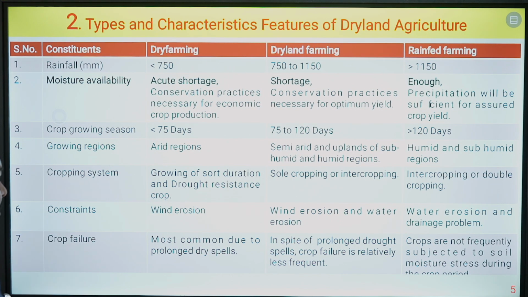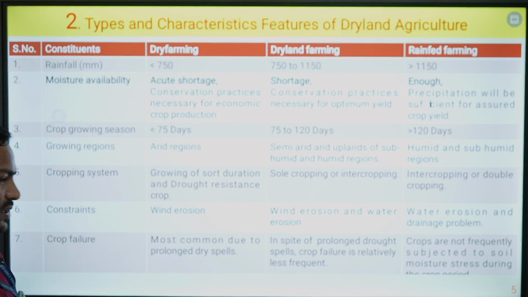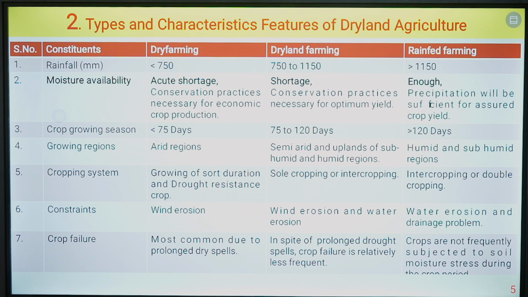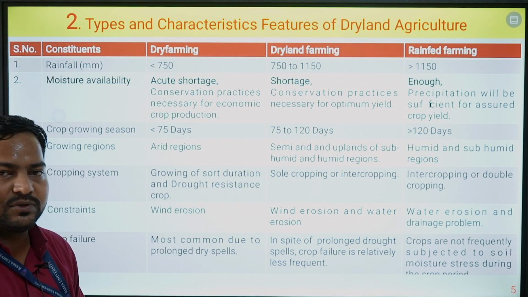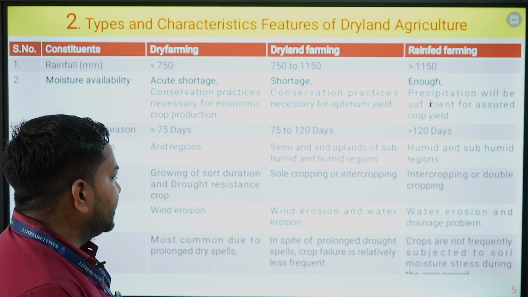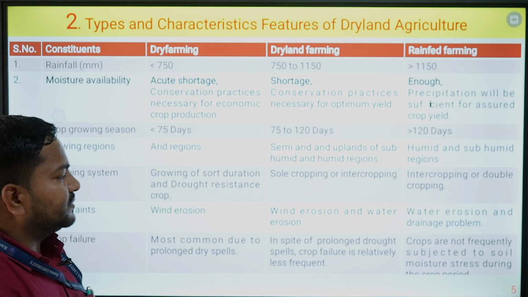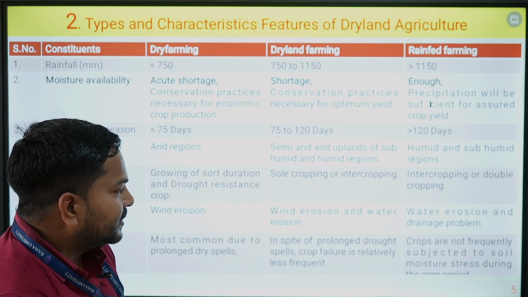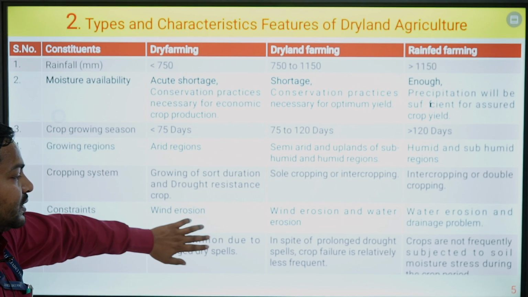As for crop failure, it is most common in dry farming due to prolonged dry spells, meaning successive rains have many gaps, causing crop failure due to lower moisture availability. In dryland farming, in spite of prolonged drought spells, crop failure is relatively less frequent. In rainfed farming, crops are not frequently subjected to soil moisture stress during the crop growing period.